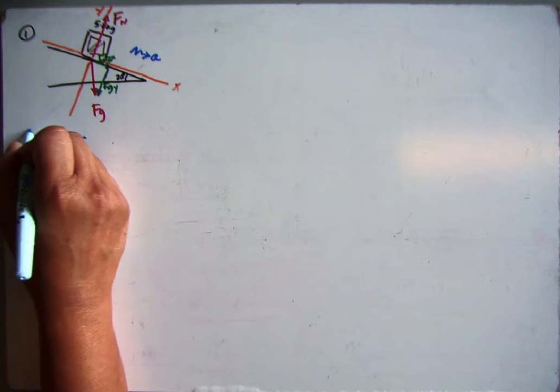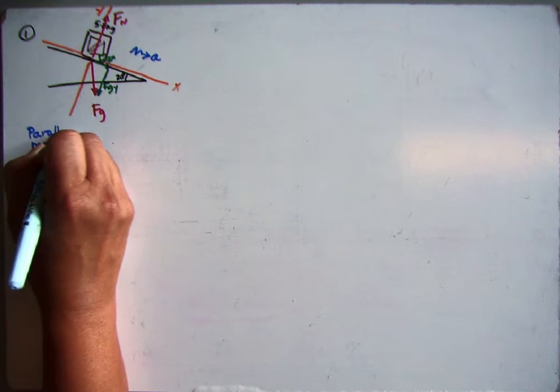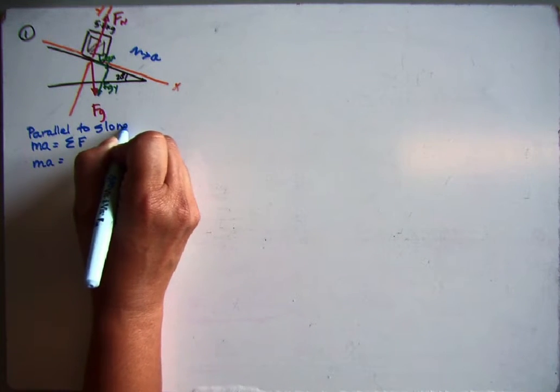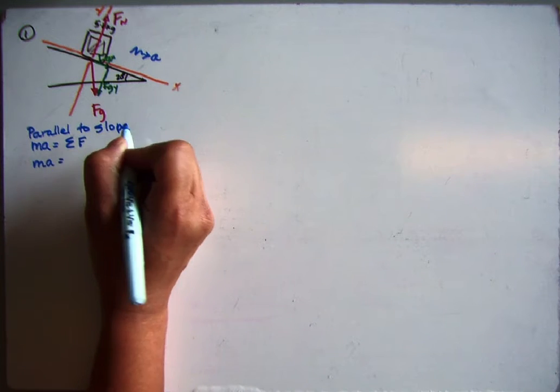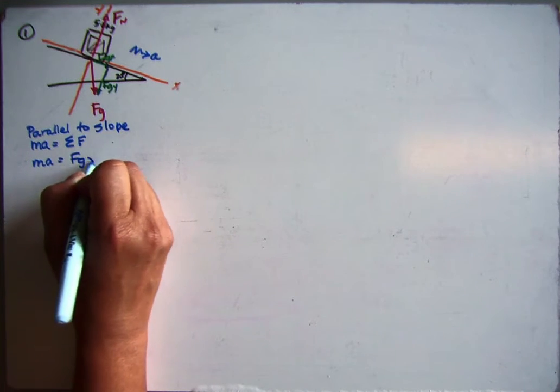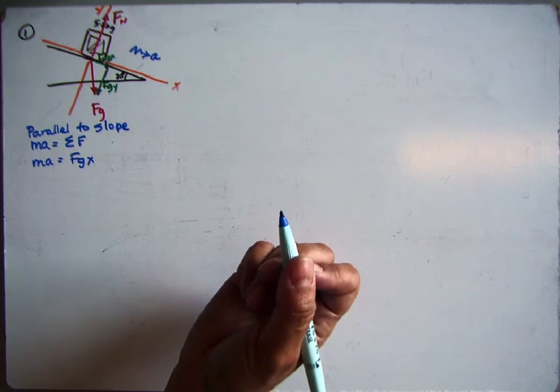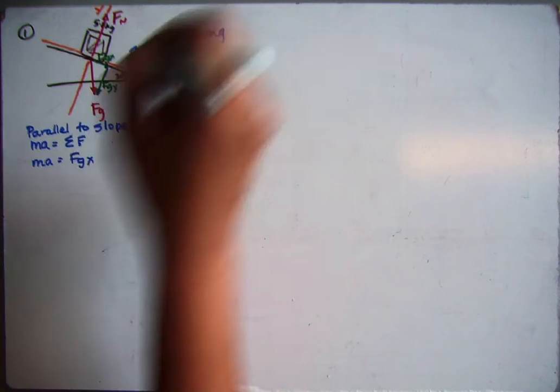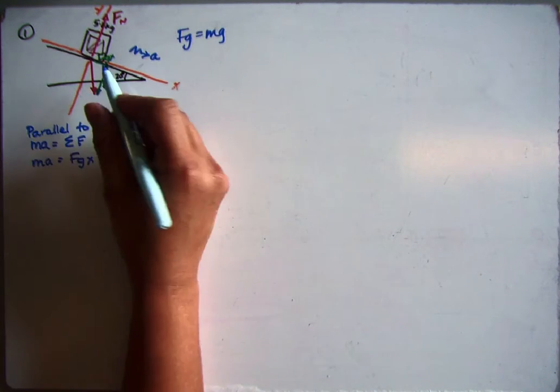So let's pick the parallel to slope, or you could say along the slope. All right, so in that direction, the only force acting is going to be FGX. It's only going to be the x component of FG. Remember that FG is equal to mg. So we can, and then the x part of it.